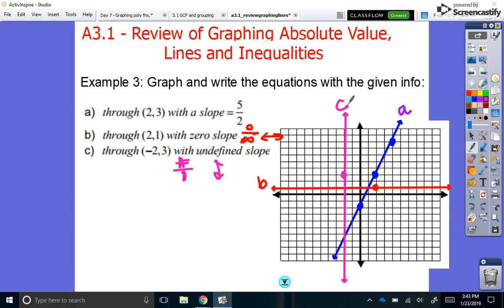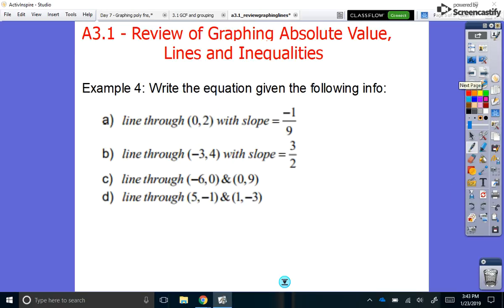If you have a question about this, you can ask a neighbor or just rewind the video and watch those examples again. Now, we're going to write the equation given the following information. So pay attention to what you're given. The easiest thing is going to be if you're given the slope, which is m, and you're given the y-intercept, plug it into y equals mx plus b.